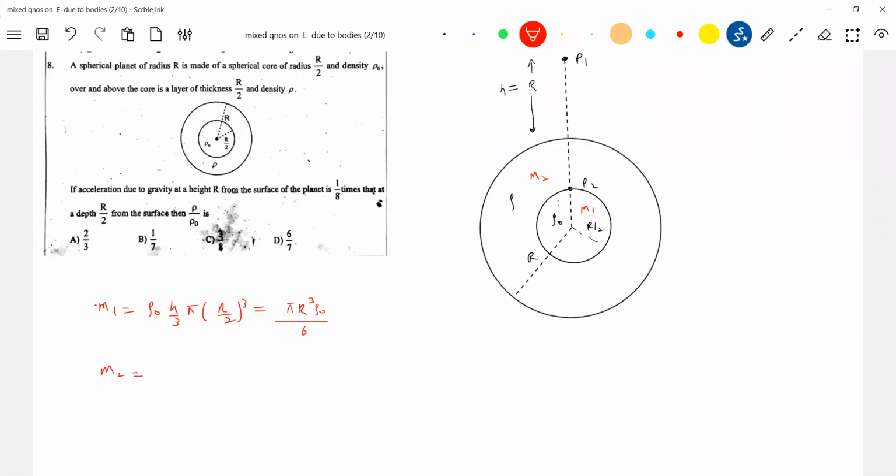Similarly, what is M2? The mass of this layer, M2, should be equal to the density rho times 4 by 3 pi times r cube minus (r by 2) whole cube. Why should it be like this? Because of the mass present in this region, between r by 2 and r. What is the radius of this shell? In a sphere of radius r, you subtract this much volume, and then you get the volume of this particular part. Is it okay now?